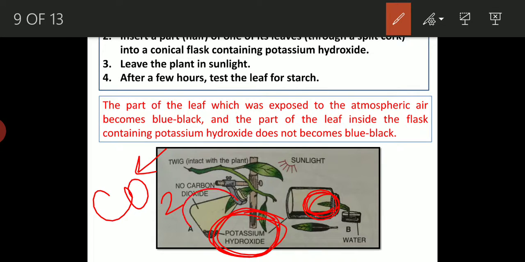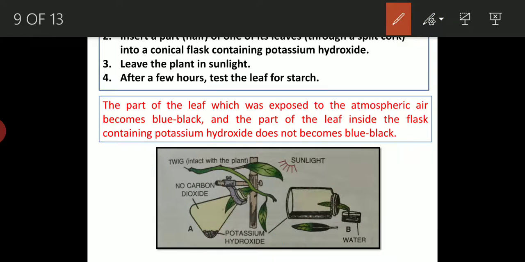That's why inside the conical flask, as potassium hydroxide is present, this potassium hydroxide has absorbed all the carbon dioxide available inside the conical flask.